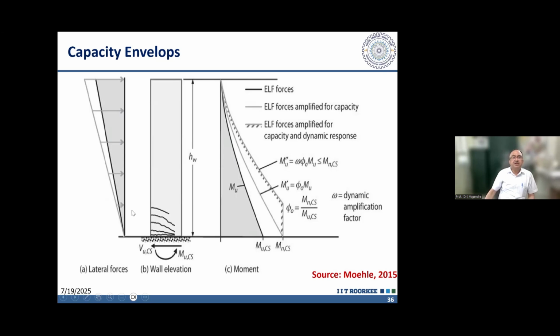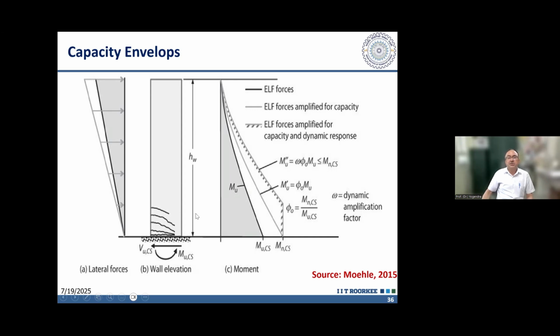Now, Moyle has suggested a change in the bending moment diagram also, an amplification in the bending moment diagram also, because it is possible that the first hinge forms at the base, and then later on the bending moment is changing. I have shown that as the ductility demand increases on the bottom hinge, the bending moment along the height of the shear wall is changing, and it is possible that another hinge, a flexural hinge, may form somewhere along the height of the shear wall.